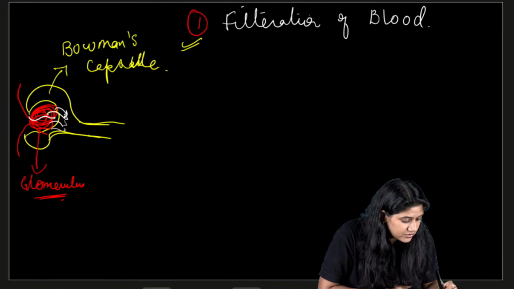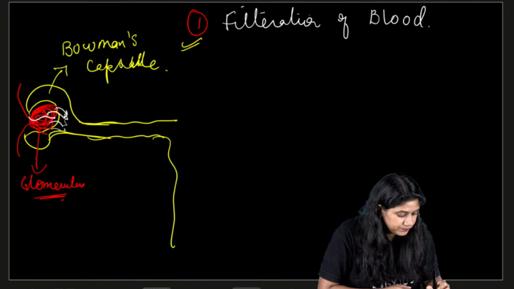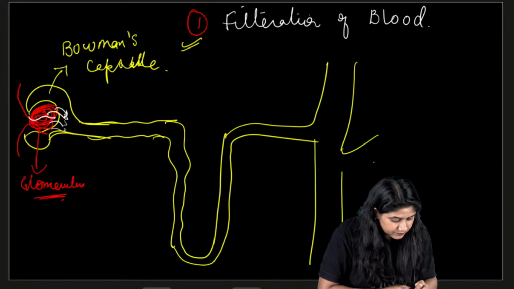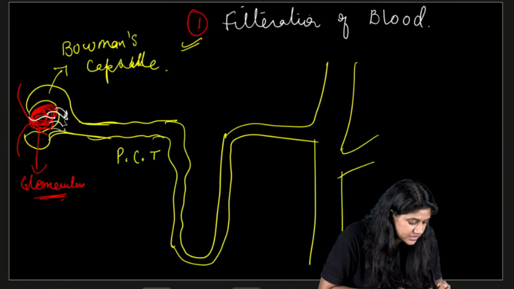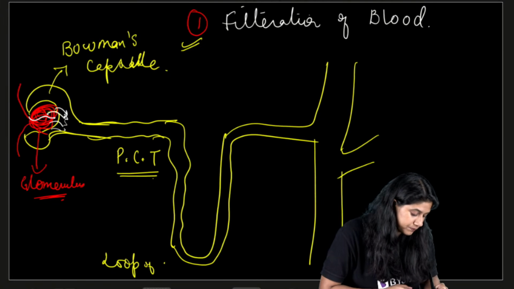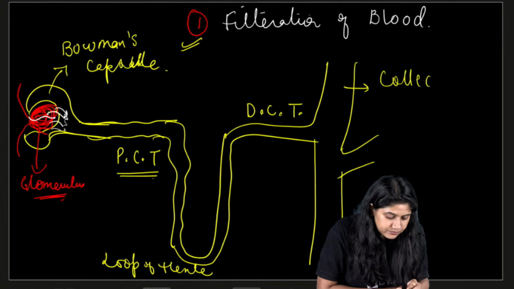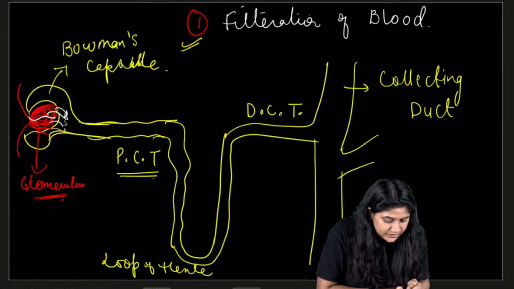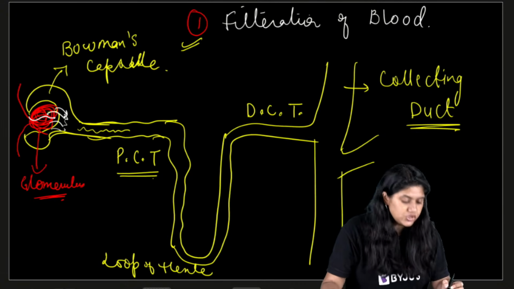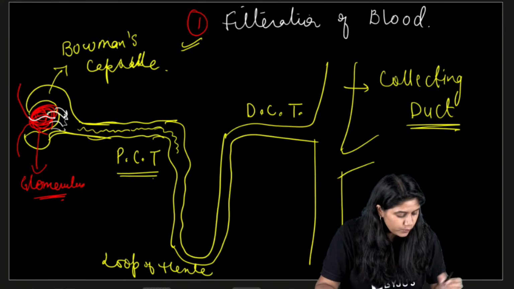The second part happens in the tubules, everyone. So we have the tubules. We have the first tubule, which is the PCT, proximal convoluted tubule. We have the loop of Henle, and we have the DCT, distal convoluted tubule, and last we have the collecting duct. Okay, so filtration is completely done. Now from there, the fluid which has the glucose, amino acids, salt, all of this will be moving into these tubules.